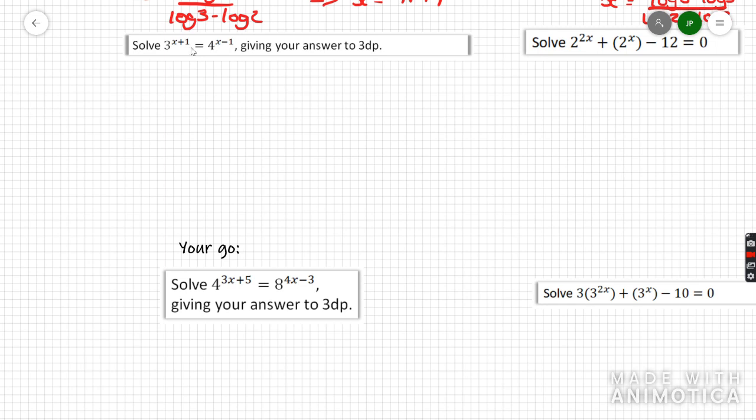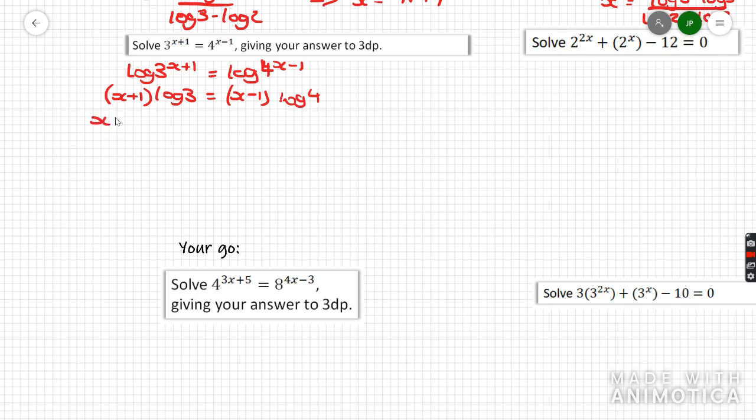Again, because we've just got our parts with powers already, we're just going to log straight away. So we'll do log of 3 to the x plus 1 equals log of 4 to the x minus 1. And we can drop our powers down. So we'll have x plus 1 lots of log 3 equals x minus 1 lots of log 4.